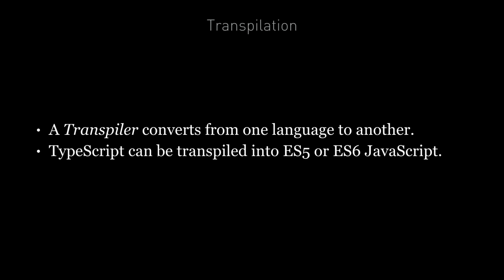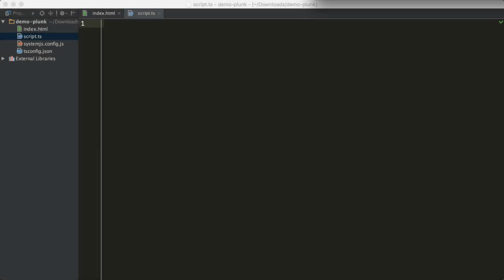And since most browsers don't support all the features of ES6 yet, we are going to transpile our TypeScript into ES5. Now, later on in the course, I'm going to show you how to transpile TypeScript into JavaScript locally on your computer. But since we are using Plunker, we are using a feature of System.js, which lets us transpile in the browser.